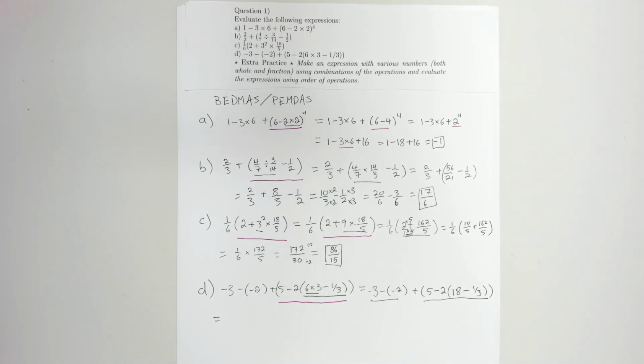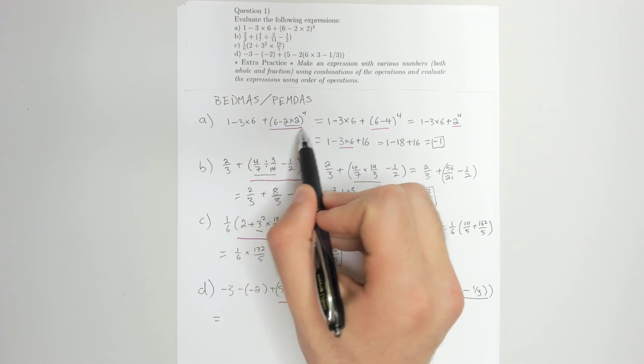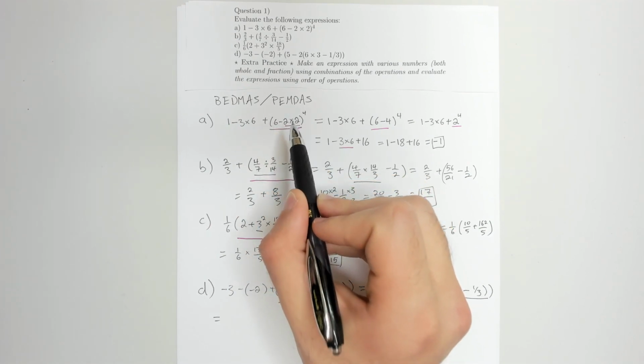And we could have actually done this a couple other times. For example, in part A, we started by looking at everything inside of these parentheses, which is fine.